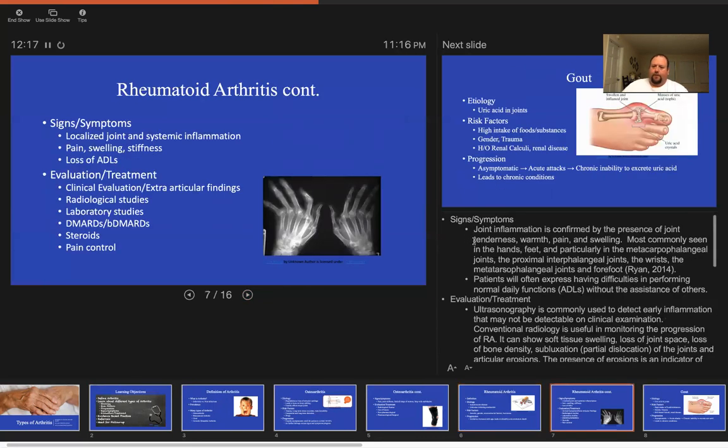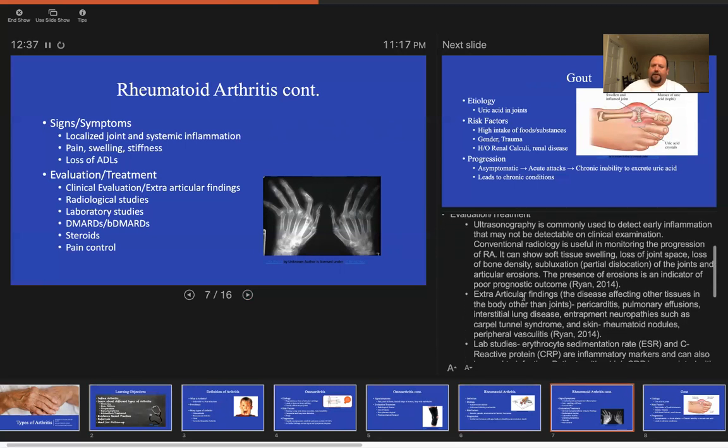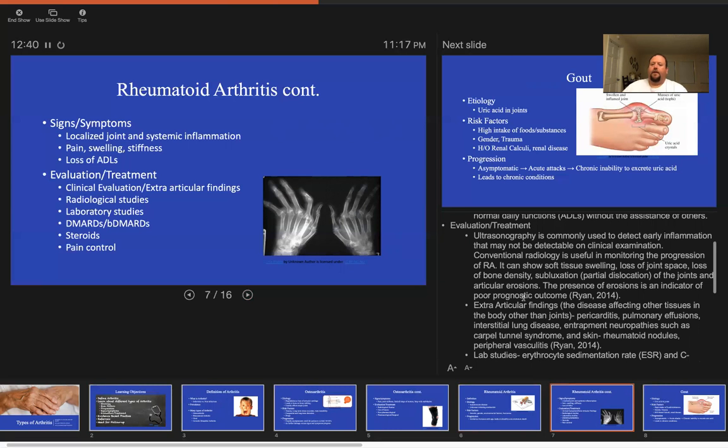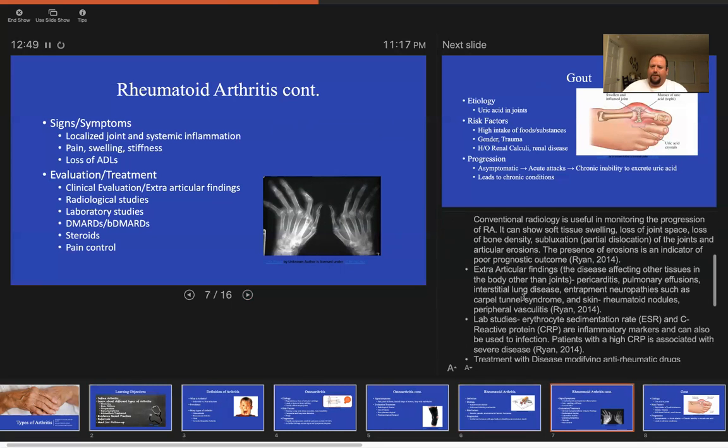Signs and symptoms: joint inflammation, tenderness, warmth, pain, and swelling. Commonly seen in the hands and the feet. And they will often express having difficulties performing their ADLs without the assistance of others. Evaluation and treatment. So ultrasound can be used to detect early inflammation if none is detected by physical exam. Conventional radiology is useful in monitoring the progression of RA.